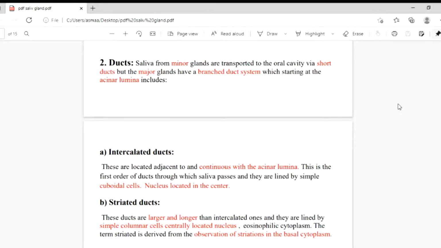As I said before, the salivary gland may be a major salivary gland or a minor salivary gland, and both have ducts. Saliva from minor glands is transported to the oral cavity via a short duct, but the major glands have a branching duct system, which starts at the acinar lumina and includes many ducts.